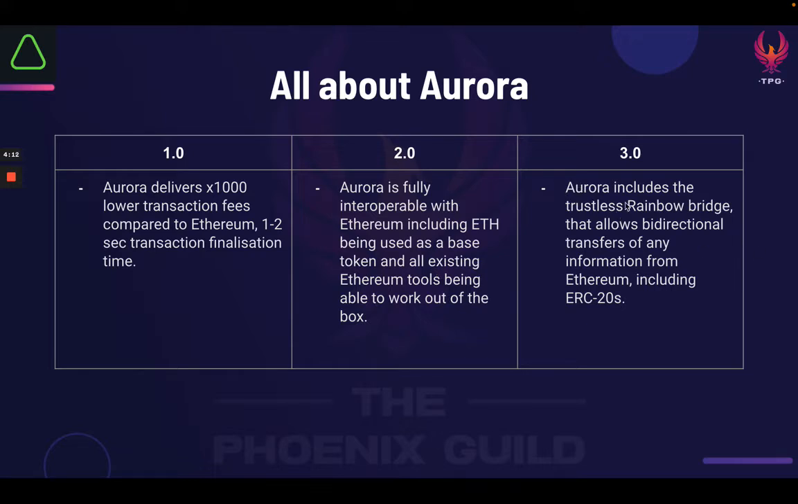The other advantage of Aurora is that it not just runs the EVM but also includes the trustless Rainbow Bridge. This can now be used to bridge assets between Near and Ethereum in a bi-directional format. So say you want to use your existing ERC20 tokens and build a game on top, right? You can bridge those assets to Aurora and then deploy your game on Aurora, thereby leveraging the 1000x lower transaction fees, faster finality, but being able to use the familiarity of the existing ERC20 that your users are used to.